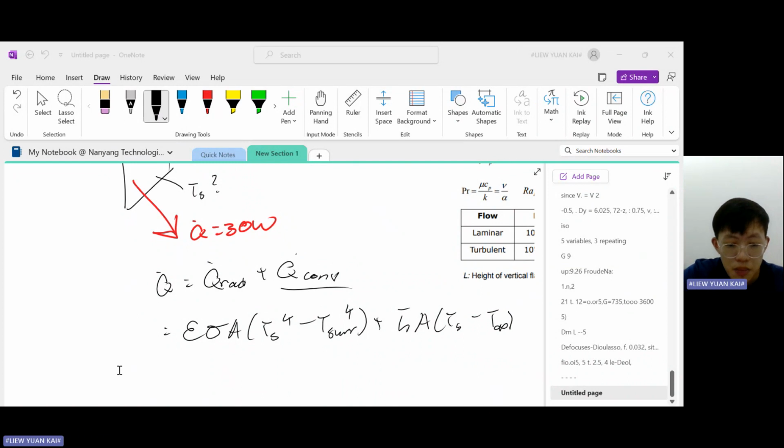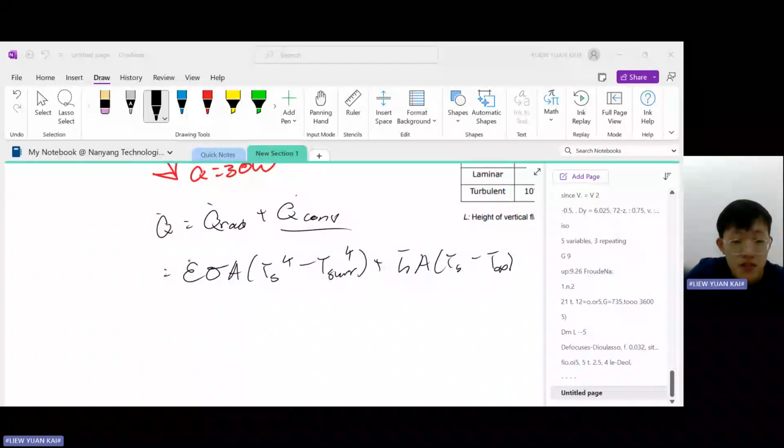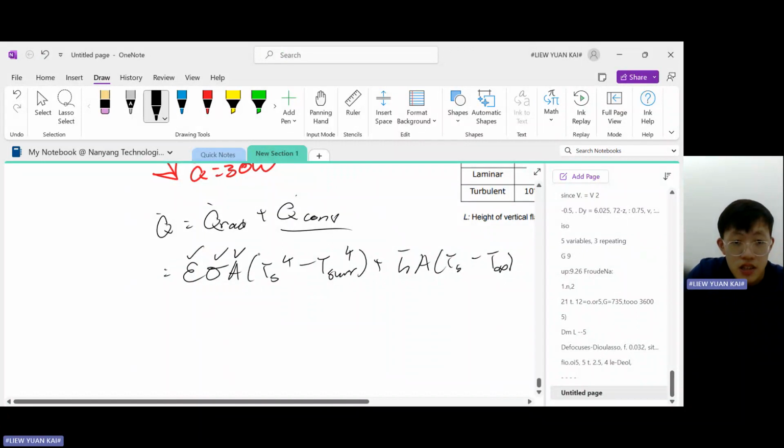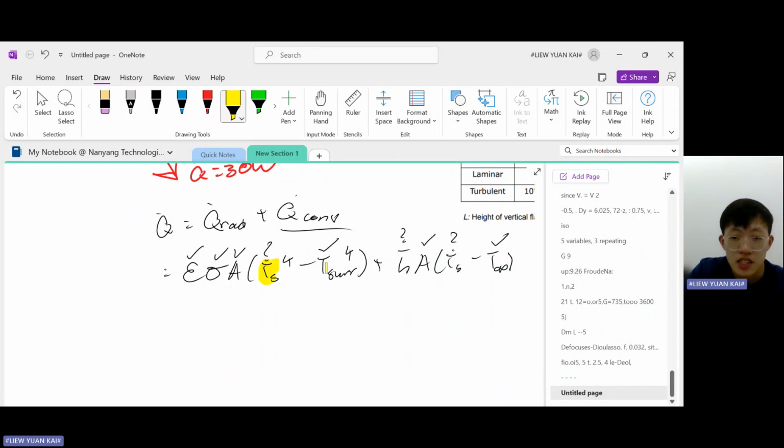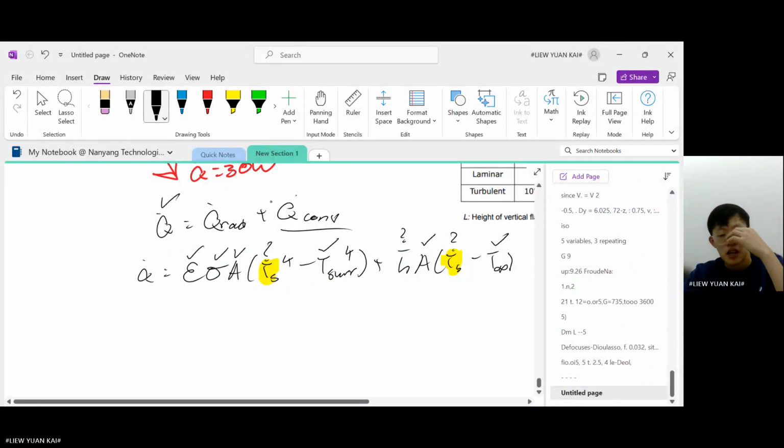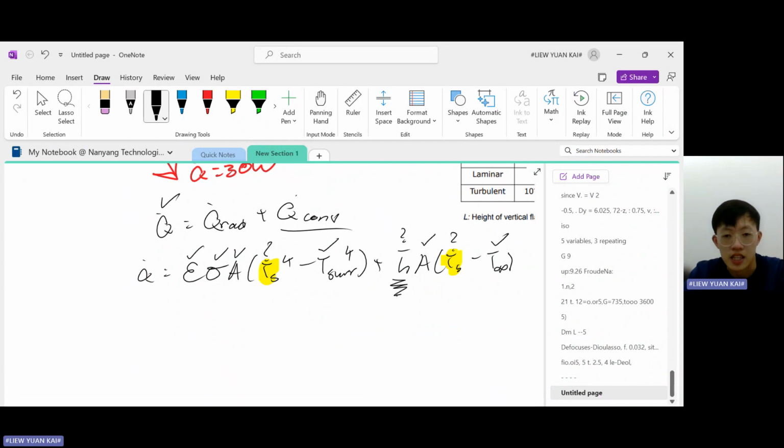So I believe we have every value. We know this, we do not know this, we know this. So I think we are supposed to find T_s. And we also know Q dot is 30 watts. And we also do not know what h is. Can we find h? Yes, we can. So let's go ahead and find h first.